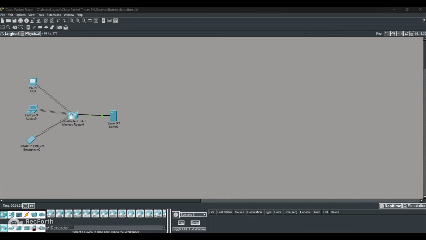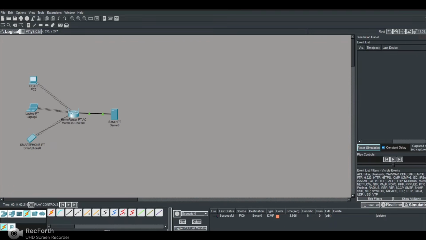So this simulation helps us visualize how traffic flows in a network and how a centralized system can monitor and detect malicious activity. Even though Cisco Packet Tracer does not support full real-time machine learning implementation, it effectively demonstrates the network architecture and detection concept of our project. In summary, this simulation represents how our real system operates at the network level to identify and respond to potential botnet attacks.